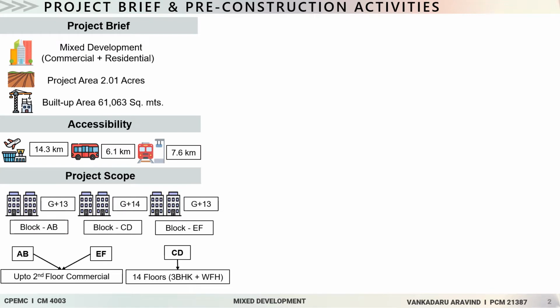Our project is a mixed development project which includes commercial as well as residential apartments, comprising around 2 acres with a build-up area of 61,000 square meters. Our project is easily accessible to the major infrastructure in the city. This project has majorly 6 blocks, and AB and EF blocks comprise the commercial part up to the second floor.